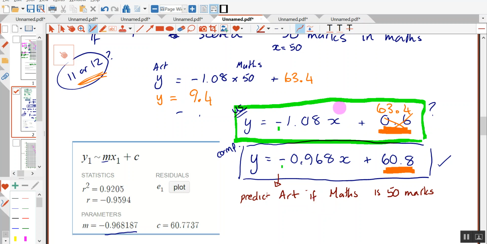So we've just used this equation, ours, and we've got that when maths equals 50, art equals 9.4. What about the computer version? What do you get? Everyone know how to? Okay. So, do you understand what the equation is for? What's the equation for?